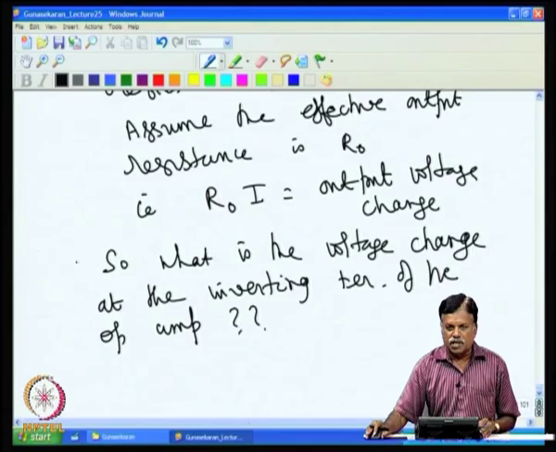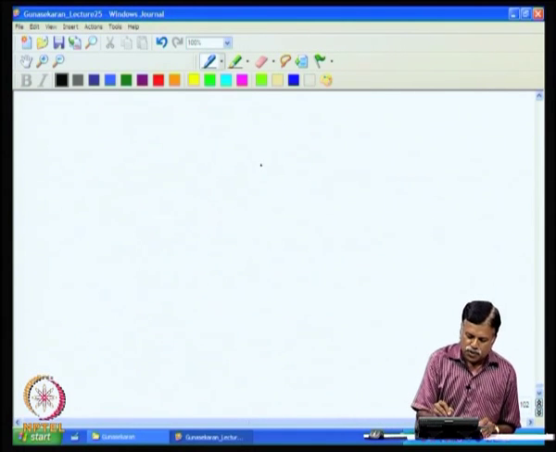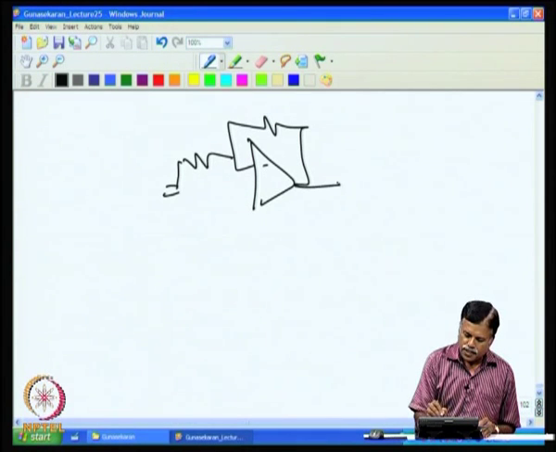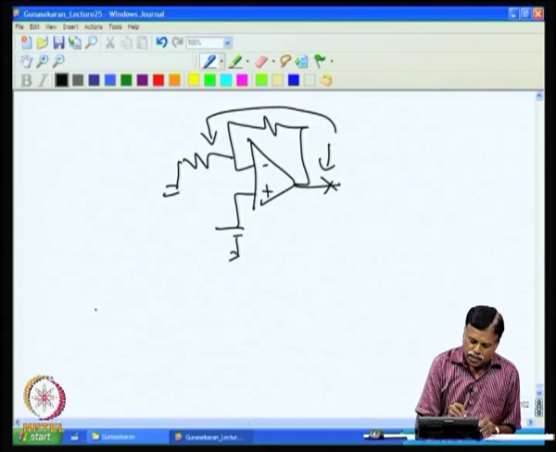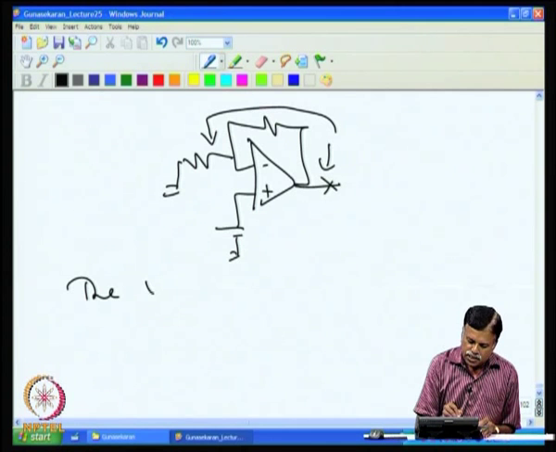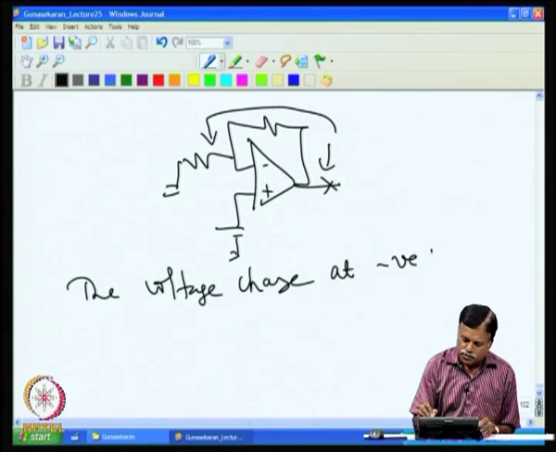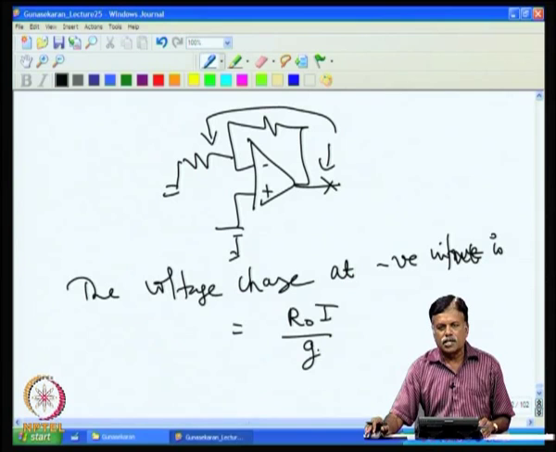That is actually divided by gain, because whatever voltage change is happening at the output of the op amp should be reflected to the inverting terminal. So we have the gain resistance here. Whatever change is taking place here, it has to make a change here by the gain times. So the voltage change at the negative input is R0i divided by G, because G is the closed loop gain.